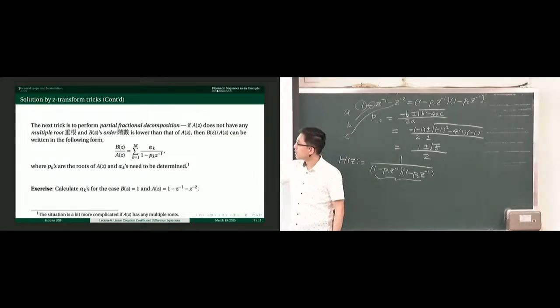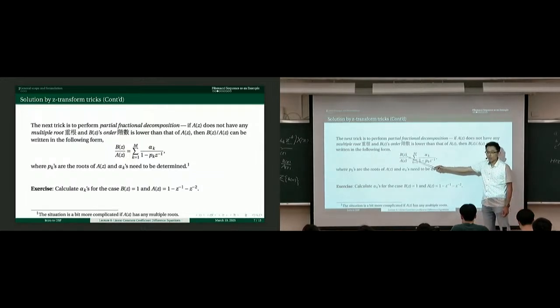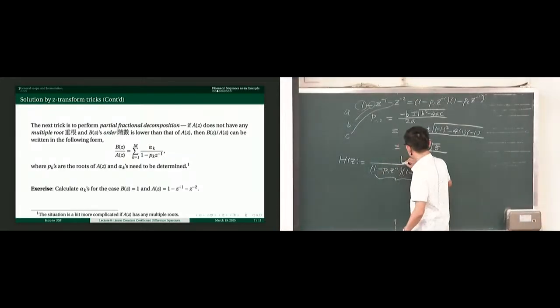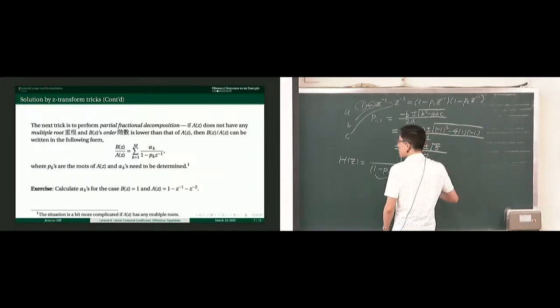Any B(z) divided by A(z), in principle, if B(z)'s order is lower than that of A(z), we can rewrite it. Indeed, in this case, B is zero order and A is second order, so B's order is lower than that of A. If that's the case, then we can rewrite.